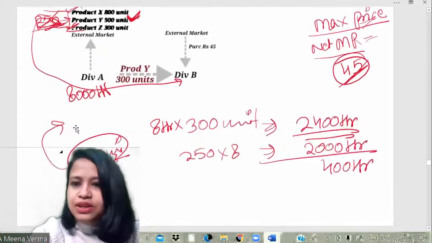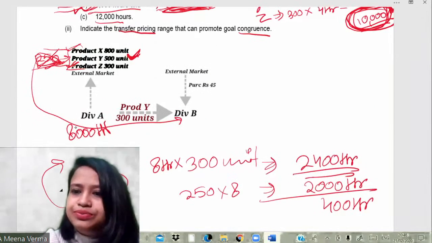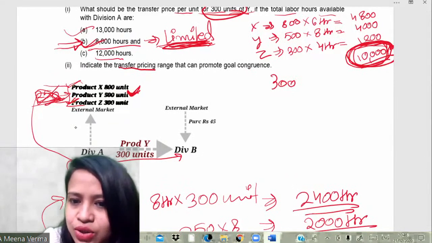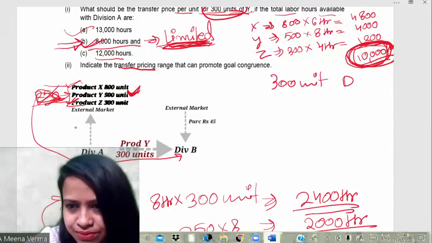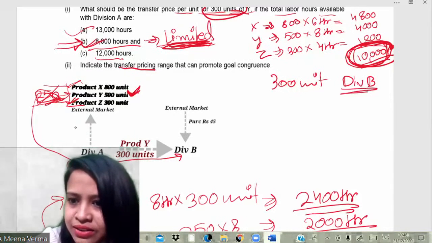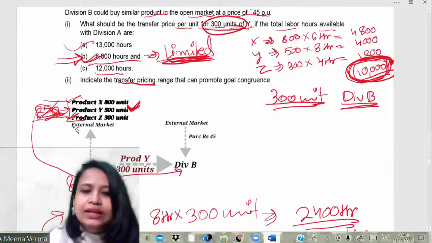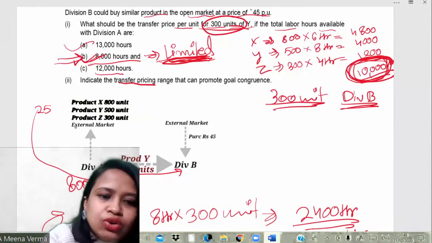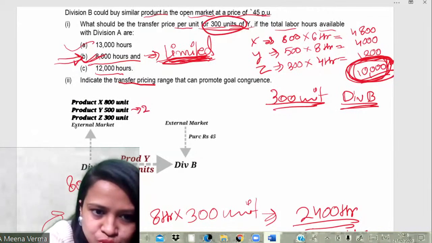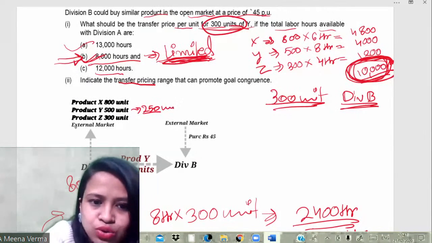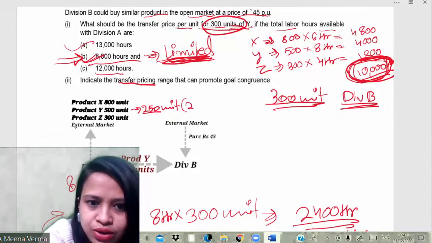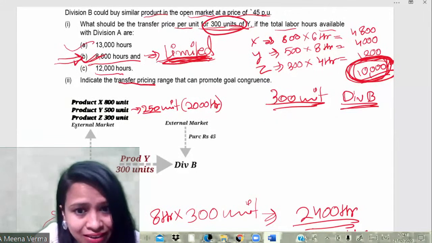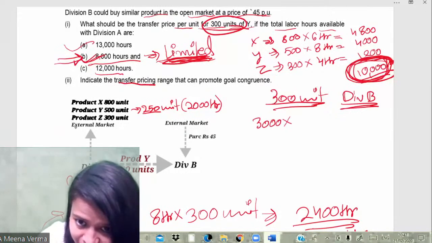Let me explain it in a better way. See, it is compulsory to supply 300 units to division B. ठीक है? And since you have limited resources, you can maximum produce 250 units. In order to have maximum contribution, you can maximum produce 250 units here. ठीक है? And on those 250 units, you are using 2000 hours. But you need to produce 300 units, and for 300 units, how many hours are required?